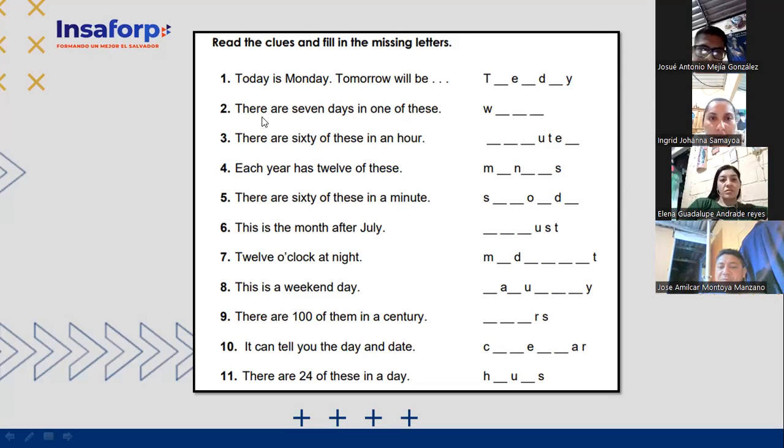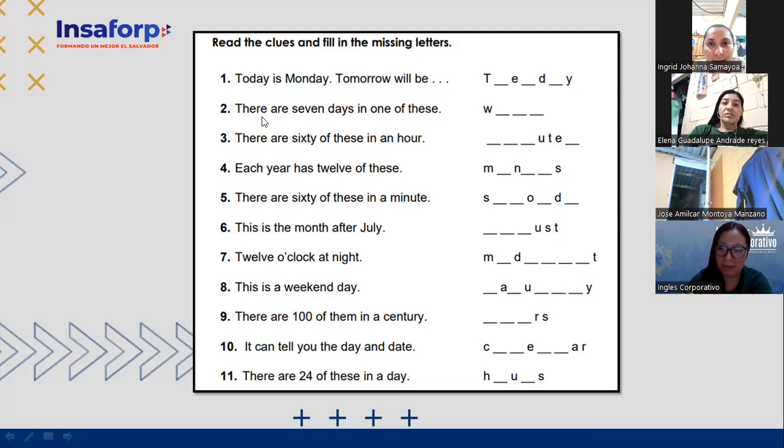There are 60 of these in a minute. ¿Cómo se pronuncia minutos? Minute. Deletreo primero. S-E-C-O-N-D-S. Correct. Second. Correct. Perfect. Muy bien. Number six, please.